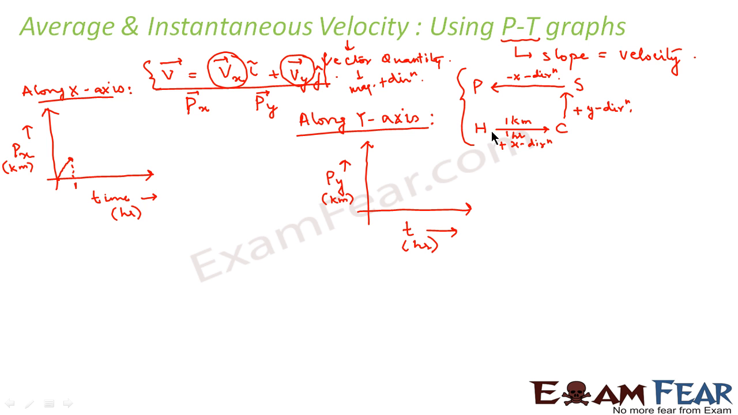Now, from the initial position, that is from home, let us consider the origin to be home. For the first 1 hour, along the x-axis, there is uniform motion. That is, there is a displacement of 1 kilometer along the x-axis. But there is no motion along the y-axis. During this first 1 hour, there is no motion along the y-axis. Let us say this is 1, so this will be 0.